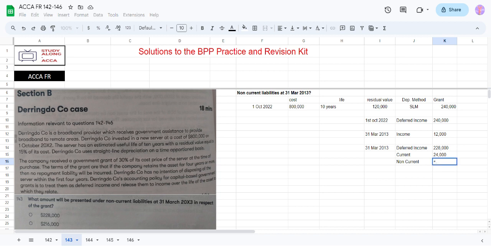And then for the non-current, how much we will have: 228 minus 24, so 204 will be our non-current liability. 24 will be current liability because it will move from deferred income to income within 12 months period. So total will be 228, but out of 228, 24 is current liability because it will move to income, and then the remaining will be non-current liability, which will further be moving to income over the course of the remaining useful life of the asset. So our answer should be 204.